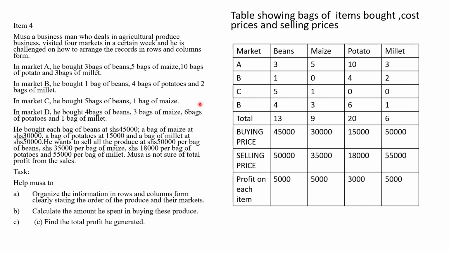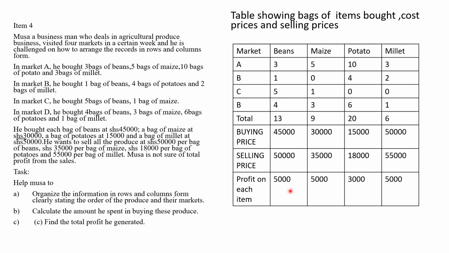But me, I saw that I needed to find the total items, the total bags per item bought. Because I saw that me using a 4x4 matrix, yes, I'm going to use it, but it will take time for me to find the total. Yes, I said let me add them, and then I get the total bags per item bought. Then the buying price is here per item, and then the selling price is also here. Then I went again and I found the profit.